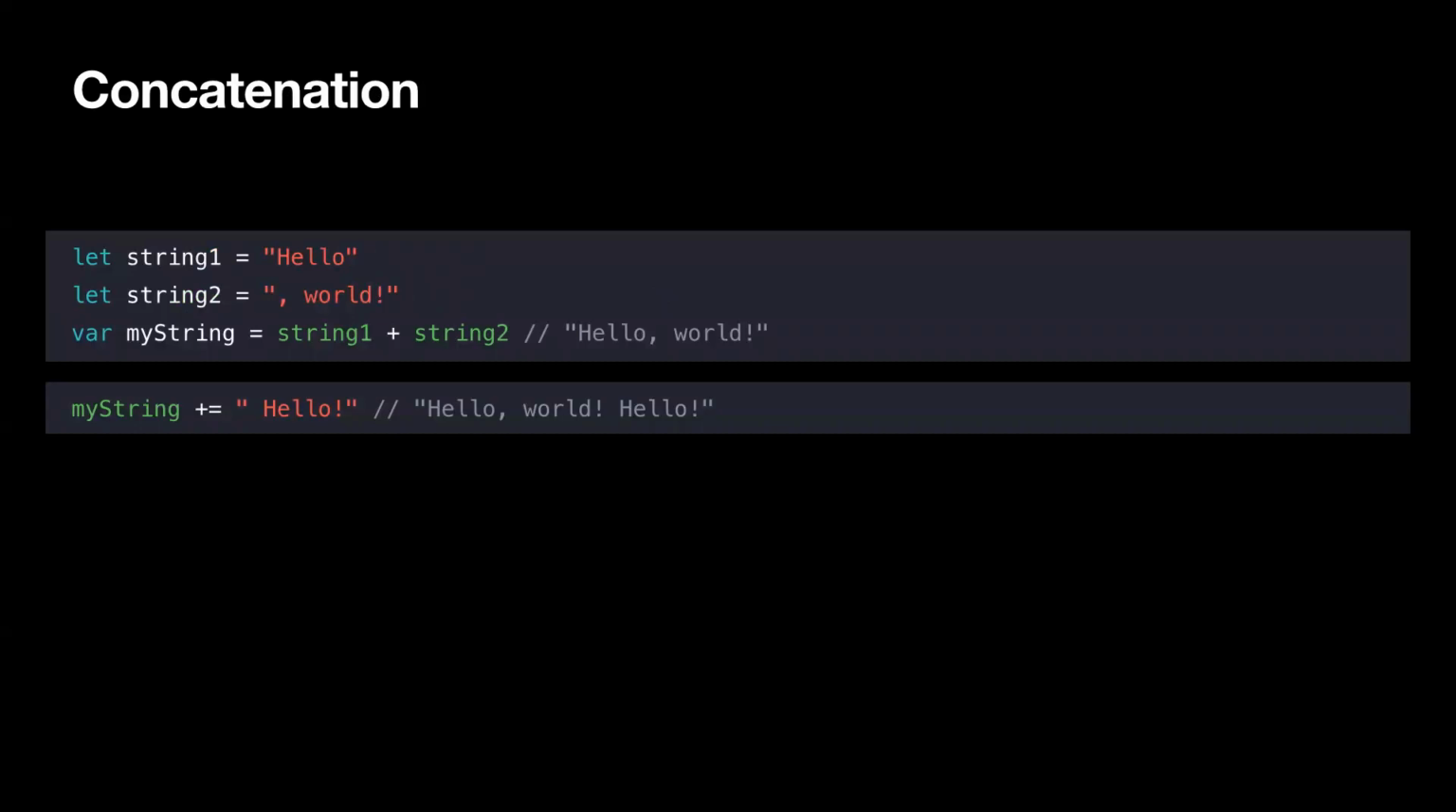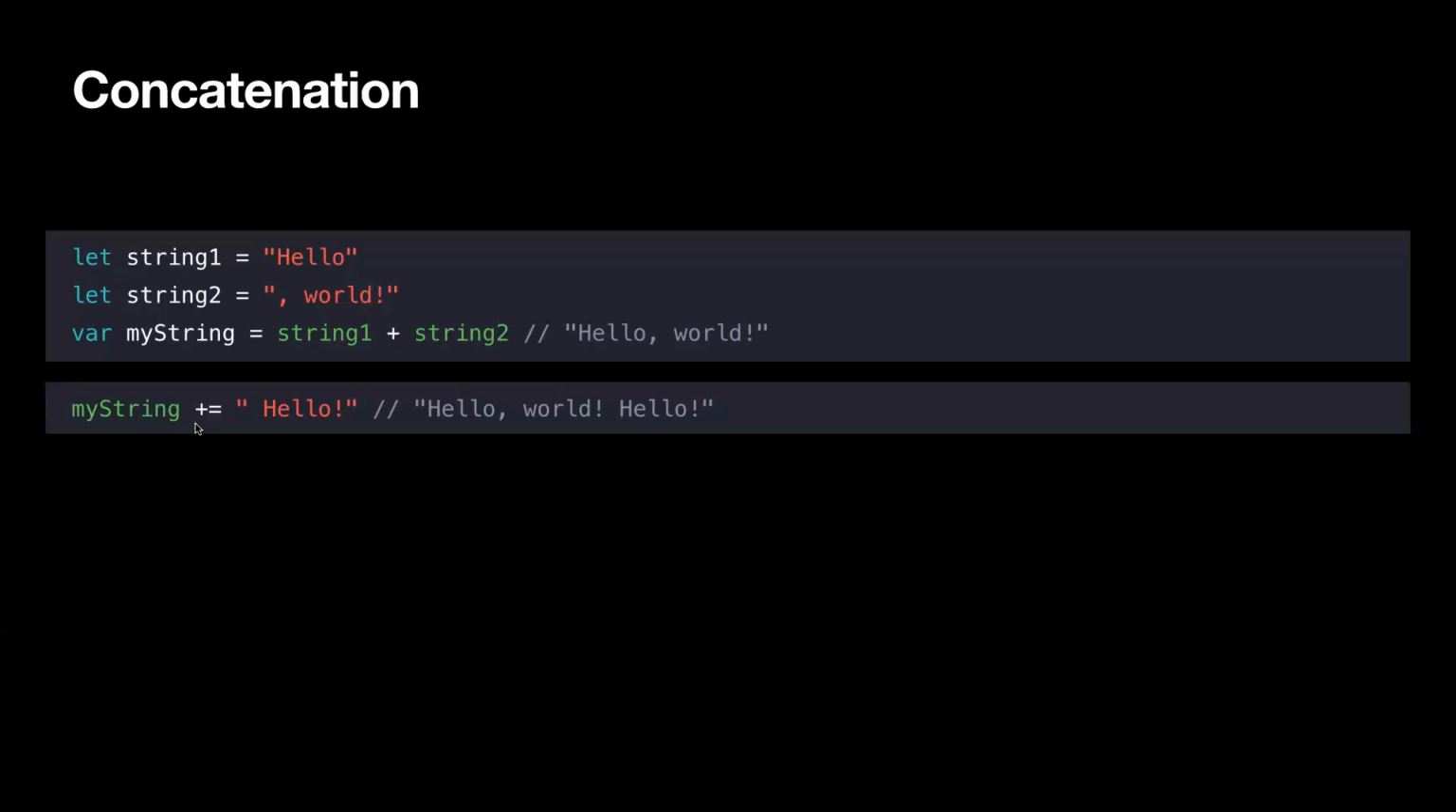Concatenation. Concatenation is the mechanism or the way that you put two strings together. It's pretty straightforward. If you have two string values here, string variables or constants, string one contains hello, and the other one contains comma space world. When you create another string, and this one is a var, so it's changeable, my string now will include the first string plus, concatenated, added, whatever you want to call it, the value in the second string, so that you will get hello, comma, world.